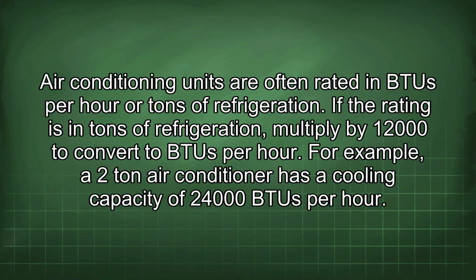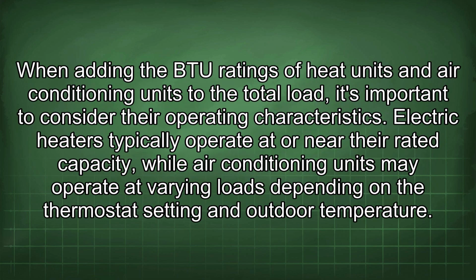Air conditioning units are often rated in BTU per hour or tons of refrigeration. If the rating is in tons of refrigeration, multiply by 12,000 to convert to BTU per hour. For example, a 2-ton air conditioner has a cooling capacity of 24,000 BTU per hour. When adding the BTU ratings of heat units and air conditioning units to the total load, it's important to consider their operating characteristics. Electric heaters typically operate at or near the rated capacity, while air conditioning units may operate at varying loads depending on the thermostat setting and outdoor temperature.